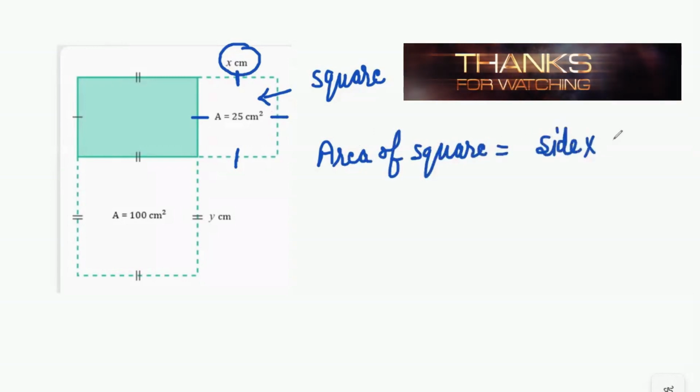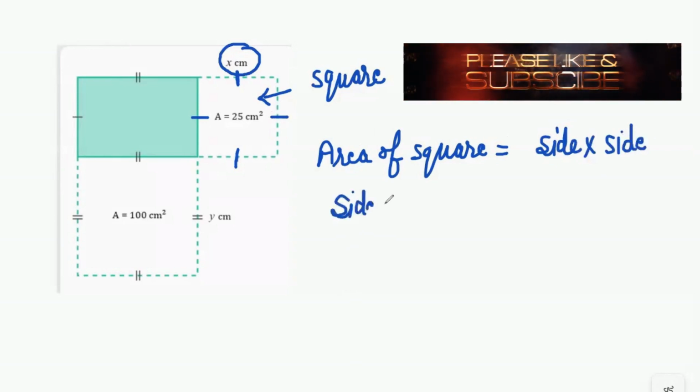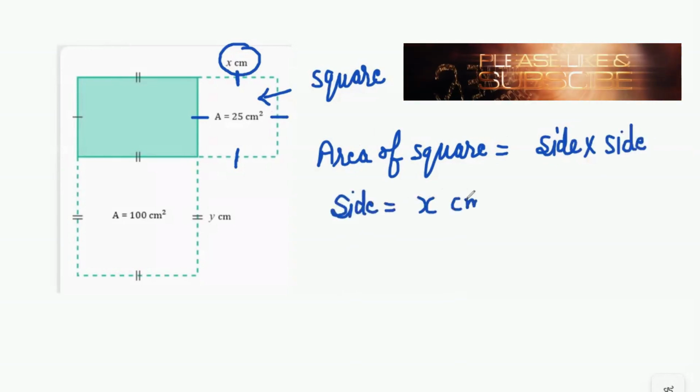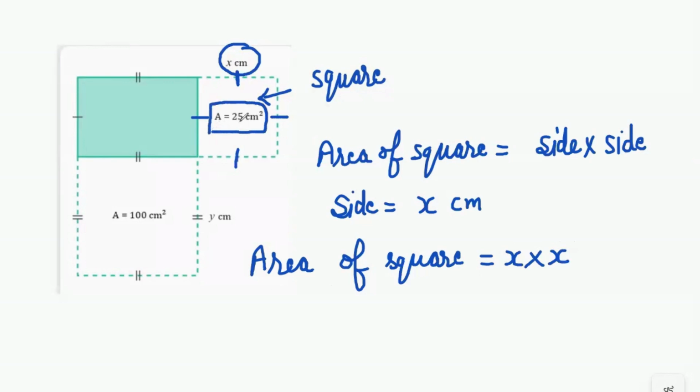Side into side. Now, the side which is given here is equal to x centimeter. That means if I write down here, area of square, it will be equal to x into x. And in the question itself, the area is also given, equal to 25 centimeters square. So I can write down in place of area of square, the value of 25.